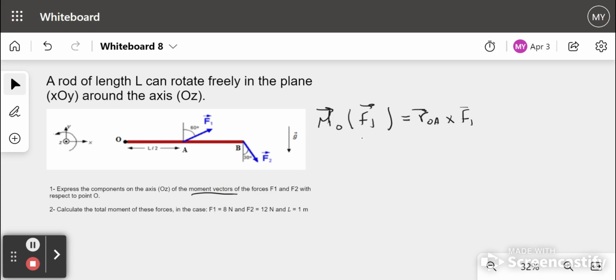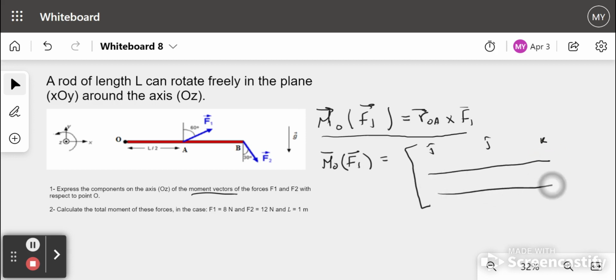So how do we do this? We have already written this equation, okay, so keep in mind this equation, and then if you want to move on to the next step, for sure you can write moment at point O for the force F1 is equal to, you open a matrix or a bracket, and in this bracket you have I, J, and then K. Okay, so what is supposed to be in this matrix? You are going to have R and F. So you will have R over here and F over here.